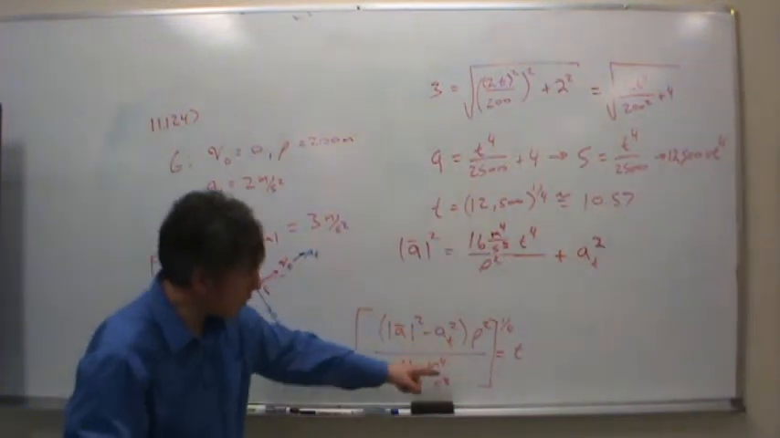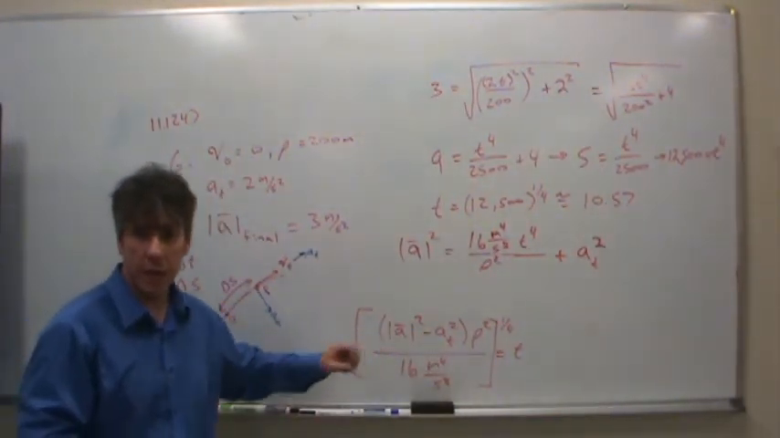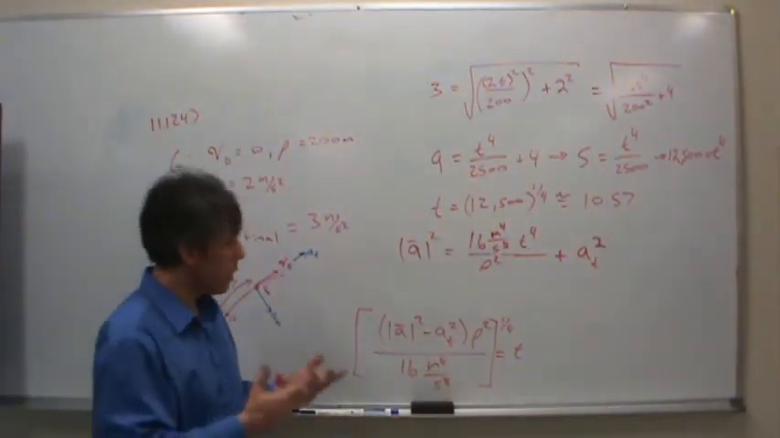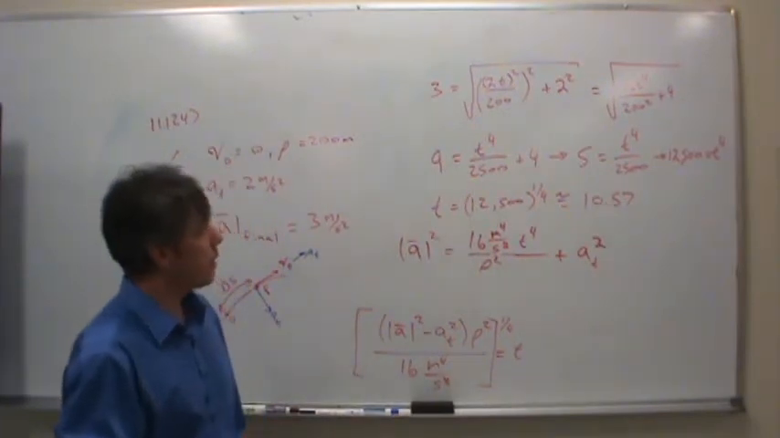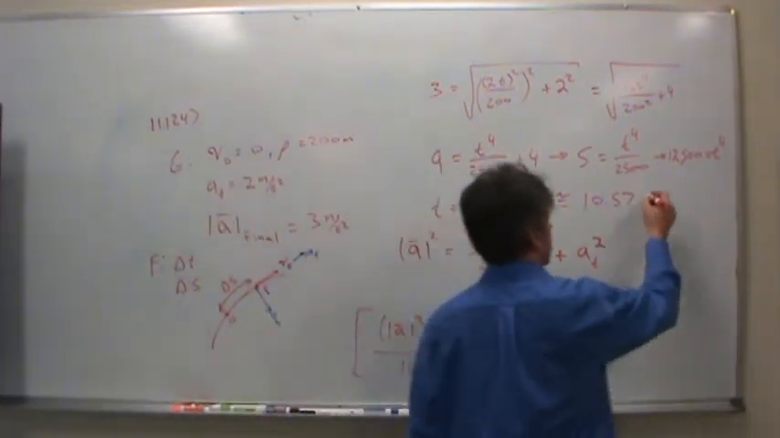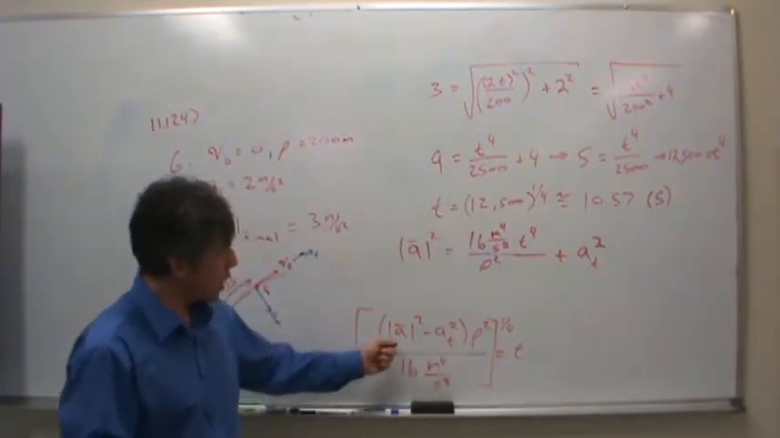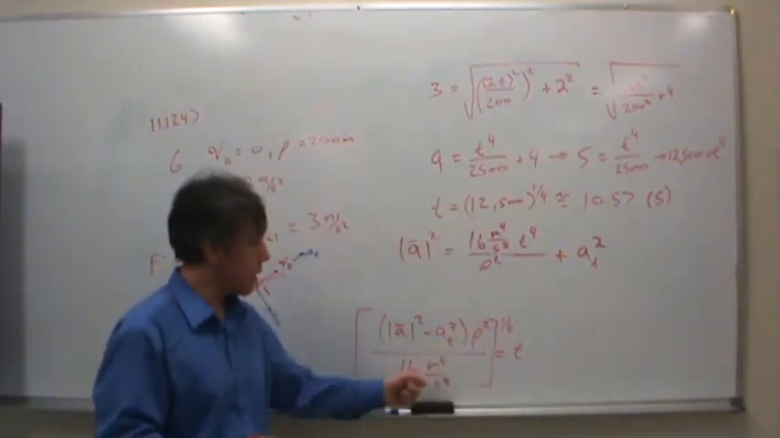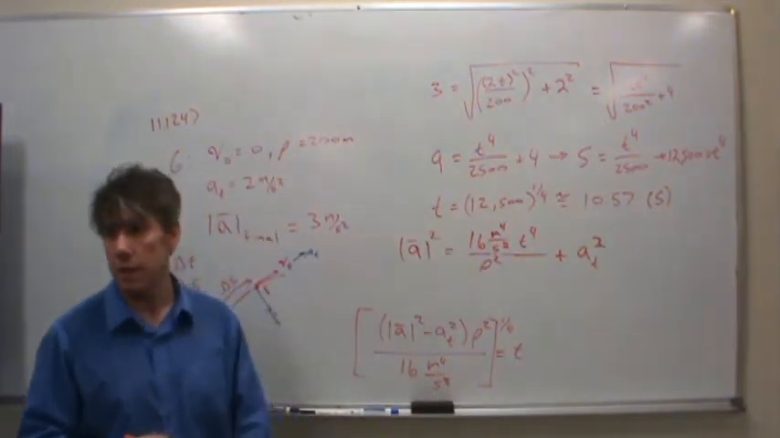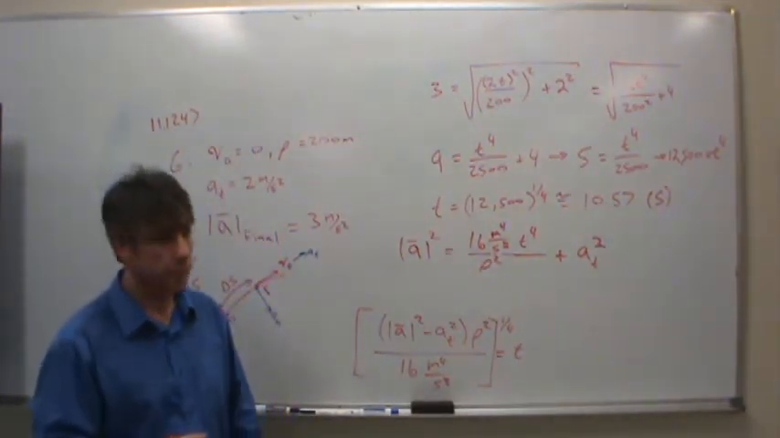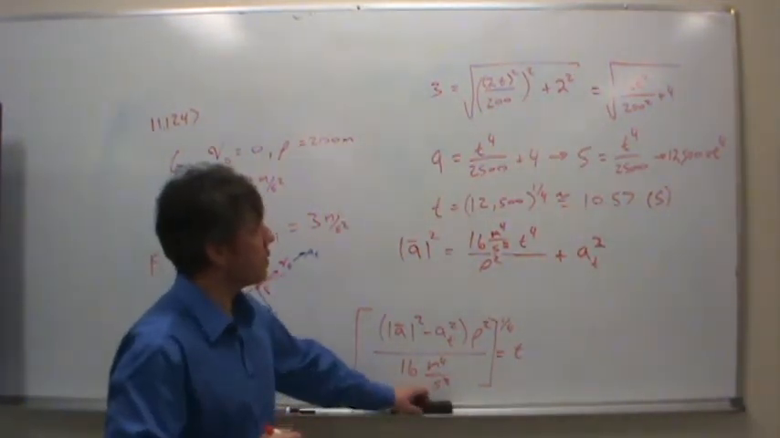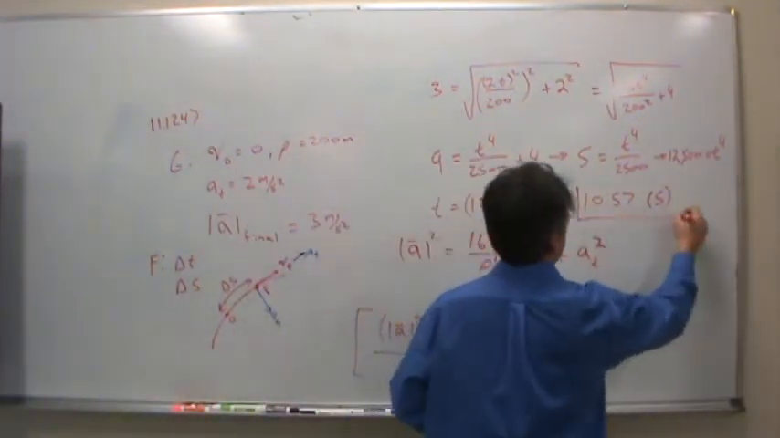And now I can see where everything comes from, and when I plug in numbers, I can verify the units as I go and make sure it comes out right. And I already know it's correct, so I'll just put seconds here and leave that as an exercise to you. It's a good exercise to try and plug in the units here and see if it works out for time being in seconds. Okay? So 10.57 seconds is the amount of time required.